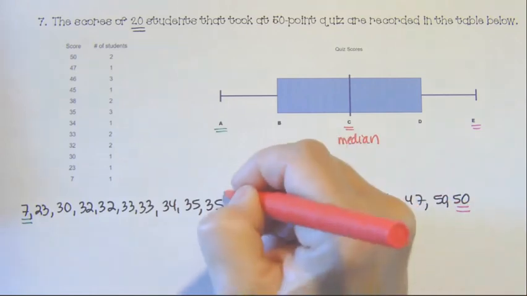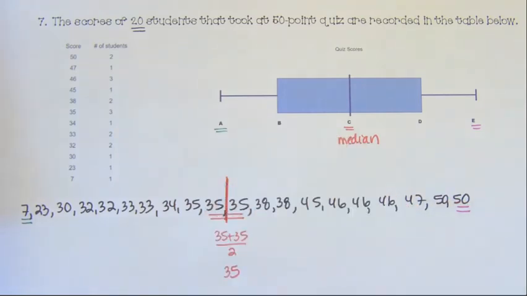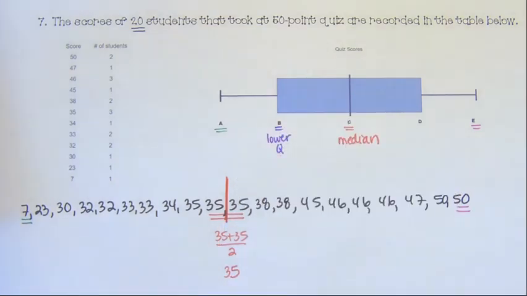All right, now I'm going to go like this because that's actually where the middle of that data is. So I've got 10 numbers at the bottom half and 10 numbers in the top half. All right, so now I need the lower quartile. So that's going to be B. That's going to be my lower quartile. I'm going to put a Q for quartile.